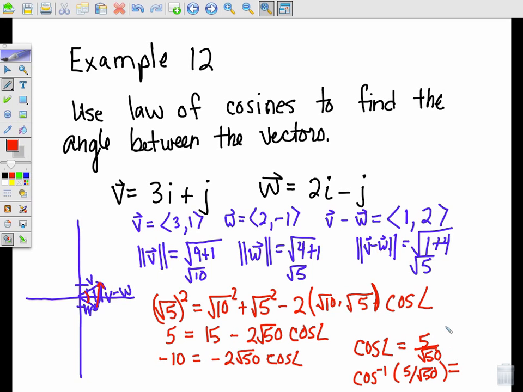Now what that's going to give us again is your angle. You should be in degree mode, and the angle that you're going to get is 45 degrees. Now that is it. That's the angle between those two vectors v and w.